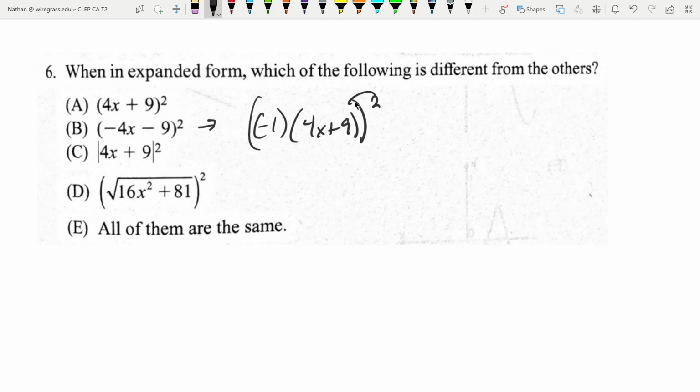And a rule of exponents lets you distribute the 2. And of course, we get -1 squared. That's just going to be +1. So we get 4x plus 9 squared. Well, that's the same thing as A. So B and A are actually the same thing.